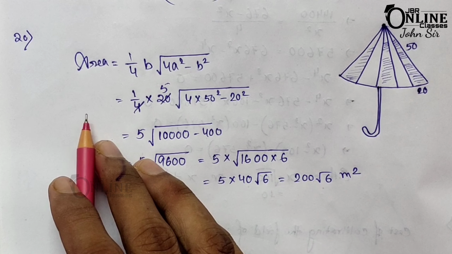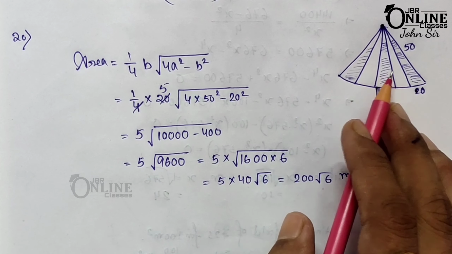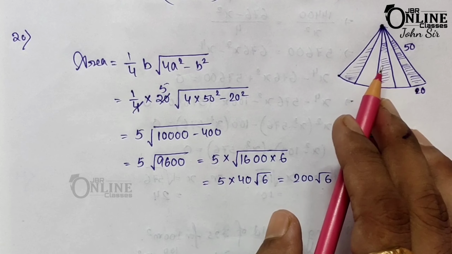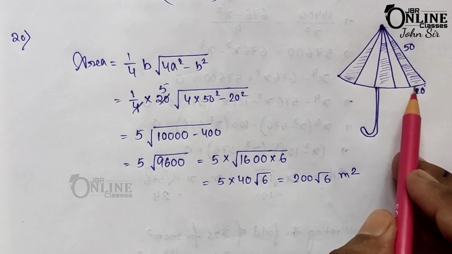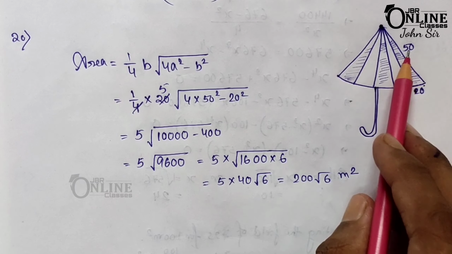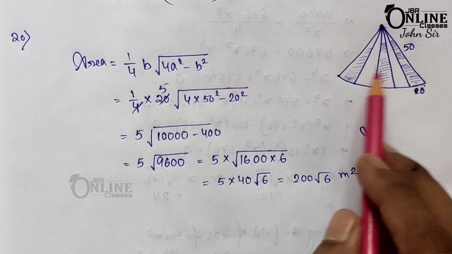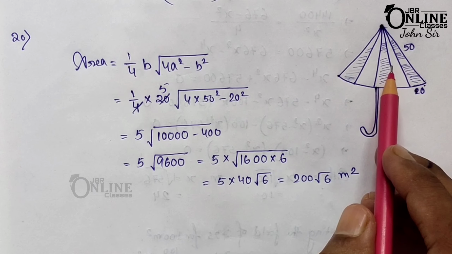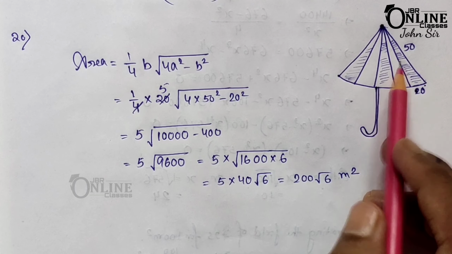Now sum number 20. An umbrella is made by stitching 10 triangular pieces of cloth of 2 different colors shown in the adjoining figure. Okay, each piece measures 20 centimeter as the base, and the 2 equal sides are 50. That means each and every triangle is an isosceles triangle. And how many triangles are there? Total 10 triangles are there. So first you have to find out how much cloth of each color is required for the umbrella.